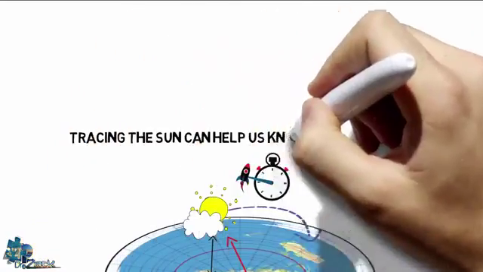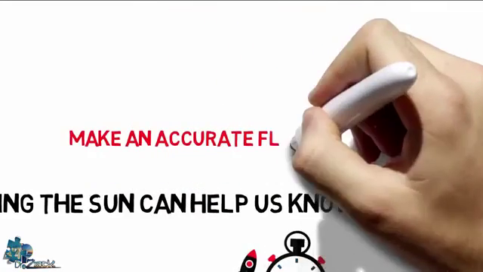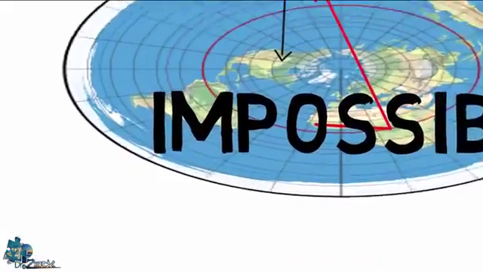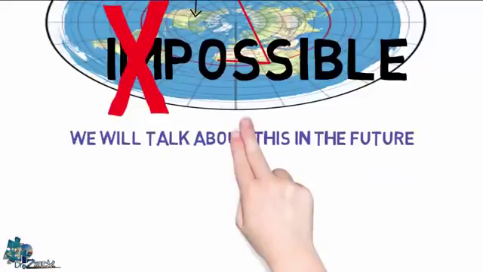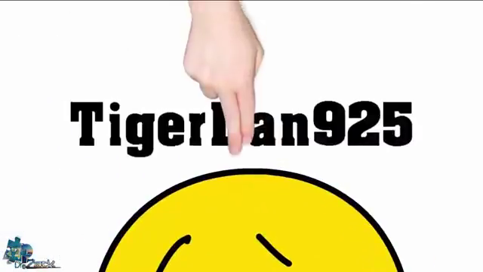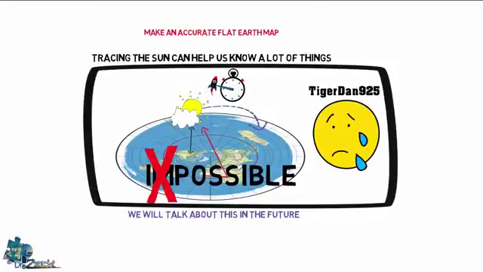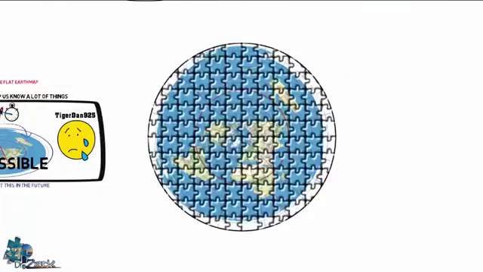Tracing the sun can help us know a lot of things, and the most important thing that we should start with is to make an accurate flat earth map. No, it's not impossible. We just need to help each other. But we will talk about this in the future. And don't worry, I'm not going to reject the flat earth just because I can't draw the flat earth map. It's like a puzzle to me, and I am a big fan of puzzles.